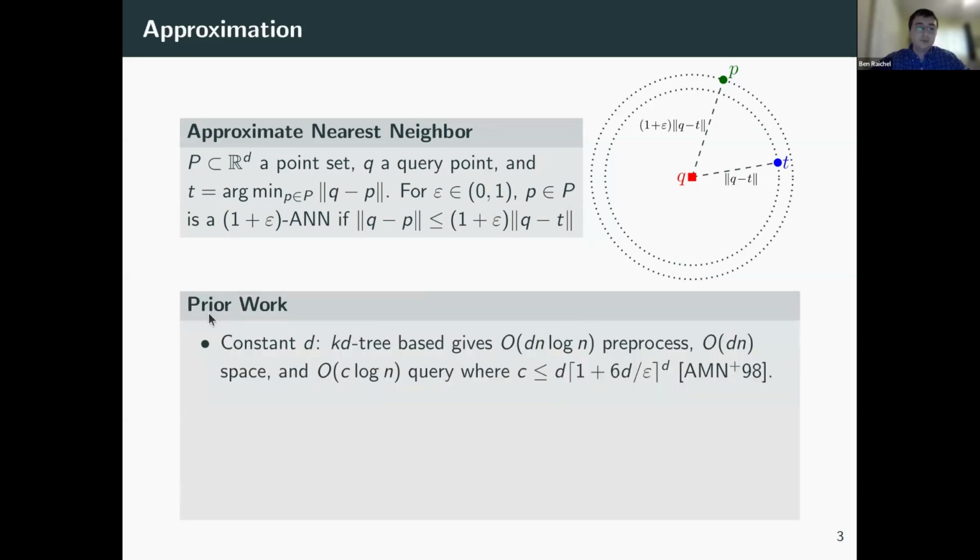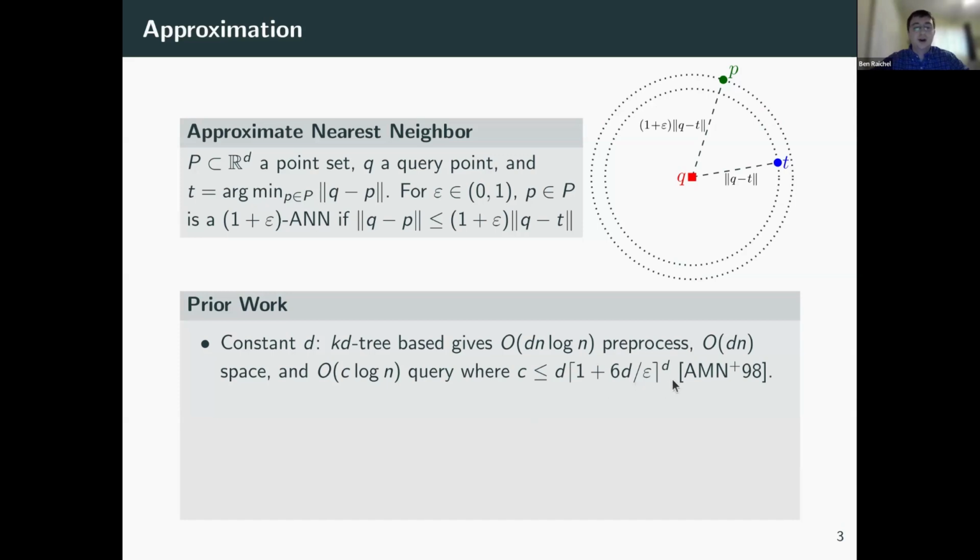Okay, so there's a lot of prior work on this. I'm not going to go into all the results. I'll just give you a couple. For constant dimensions, a KD tree-based approach can give you near linear preprocessing, linear space, and logarithmic query time. But here that constant is dependent exponentially on the dimension, as we expect: D over epsilon to the D.